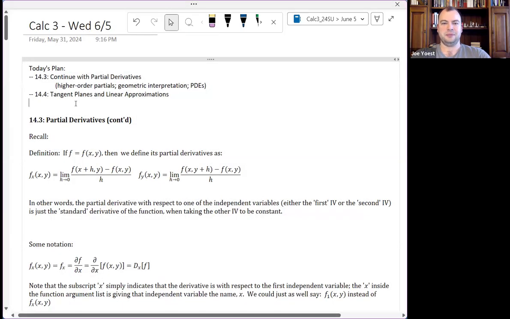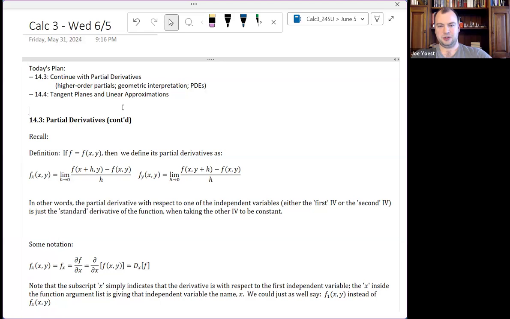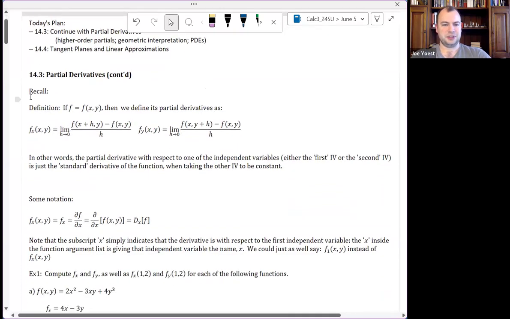Okay, so the plan for today is to finish up section 14.3 on partial derivatives and discuss section 14.4 on tangent planes and linear approximations. So a lot to finish up today. So I'm planning to get right into it, starting with the review on 14.3. So just a quick review, partial derivatives.